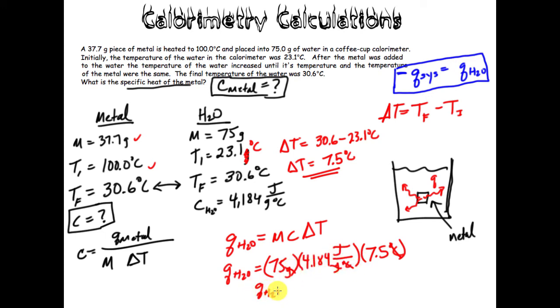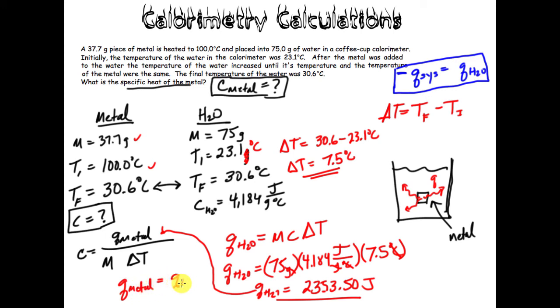So the water absorbs 2,353.50 joules of energy. This is the amount of heat that the water absorbs. Right? It's absorbing this amount of heat. Where's all that heat coming from? It's coming from the metal. So what we have to do is use this equation. Q for the metal, which is our system, is the same as the water, but just opposite in sign. So before I can plug it into this equation, I have to make this energy negative. All right, so I'm going to solve for this on the next slide here.